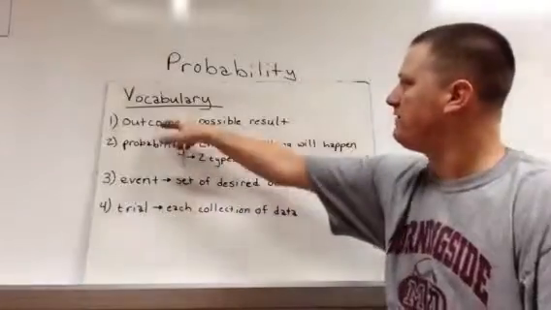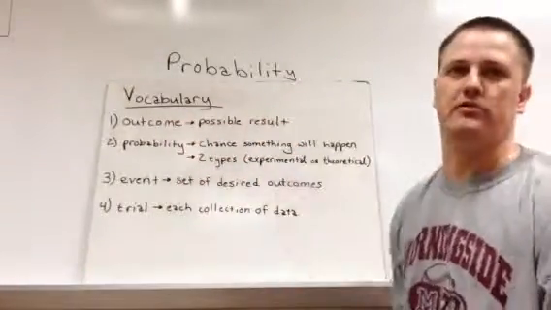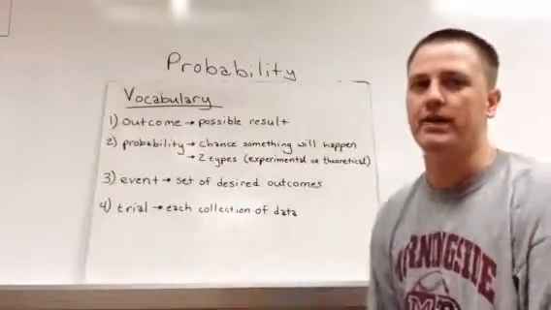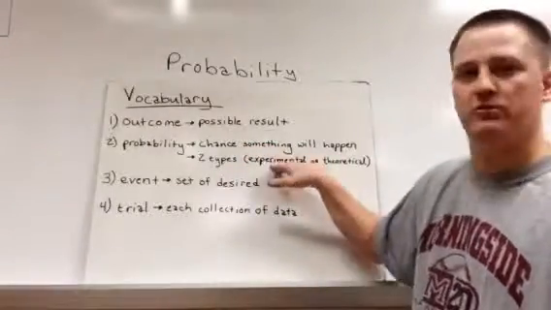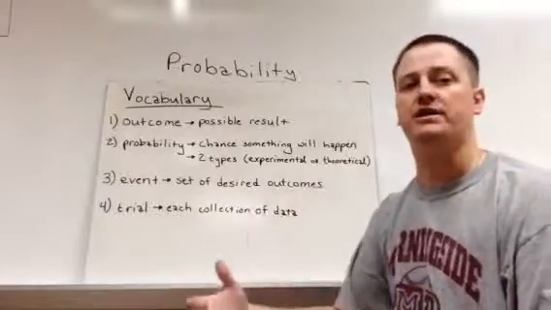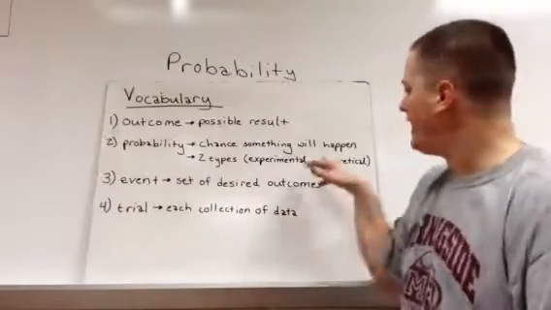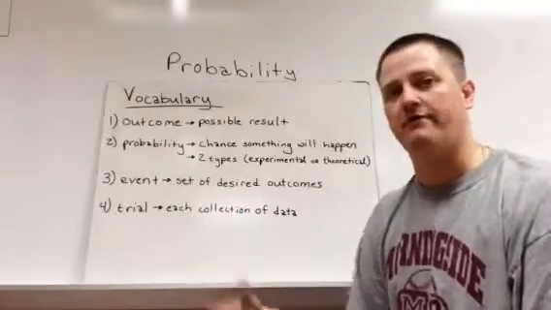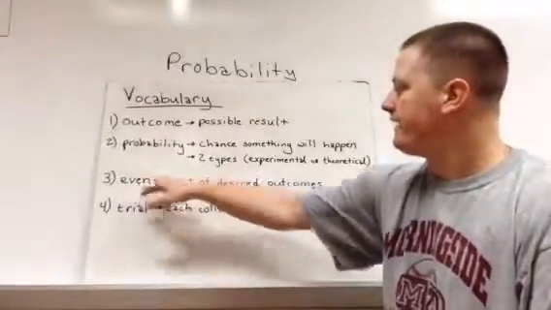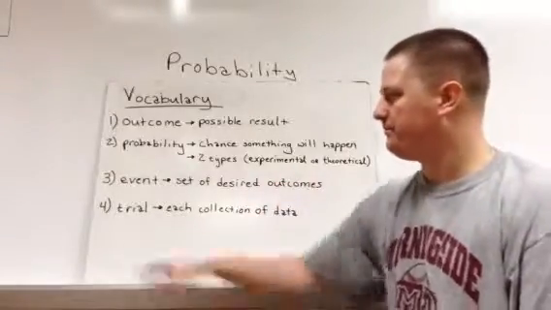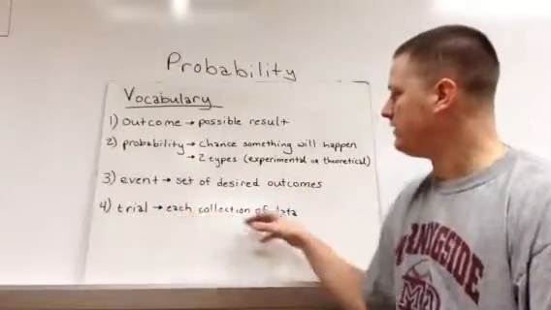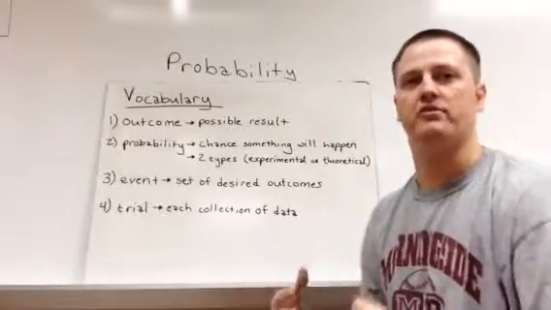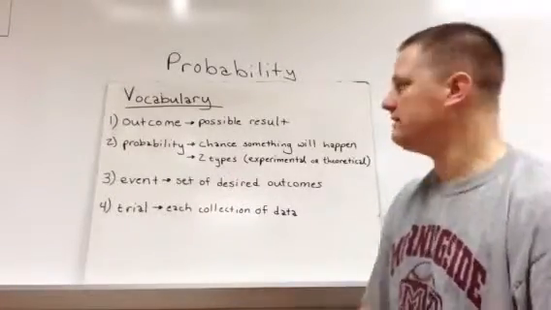Vocabulary for this is outcome, possible result. Probability, chance something will happen. There are really two types of probability: an experimental probability where we actually do the work, and a theoretical probability where we're trying to predict something based off of a total. Event, set of desired outcomes, and trial, each collection of data. So each time we do something that gives us more data, that's considered a trial.